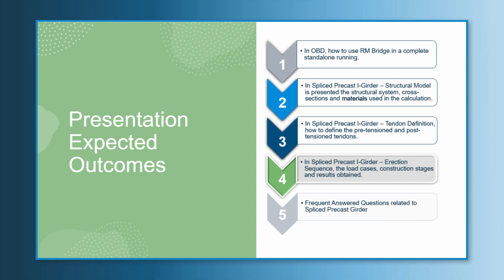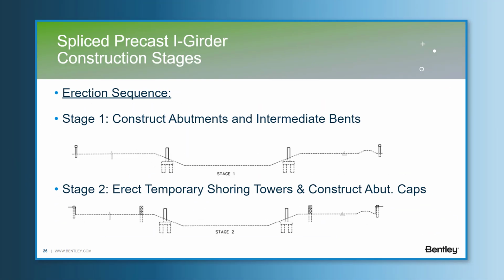So, part 4 in Spliced Precast Girder Erection Sequence. The erection sequence starts with these first two construction stages, corresponding to the abutments and bents construction and the installation of the temporary shoring towers. These stages can be included in the analysis as well, since the model is prepared for it.